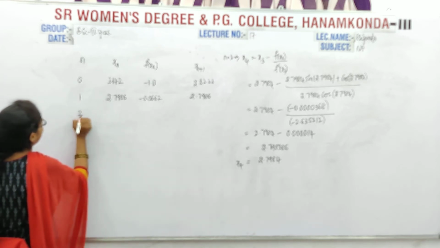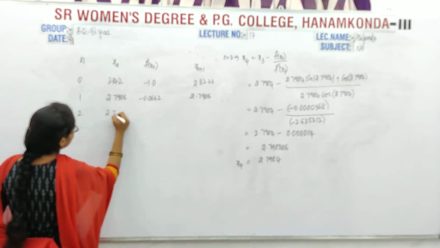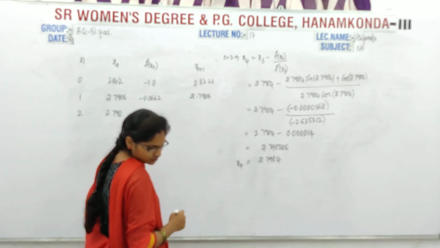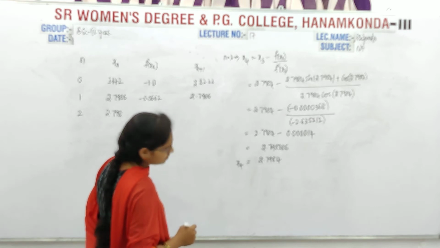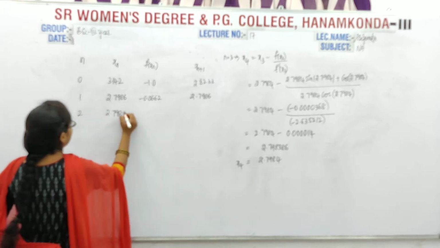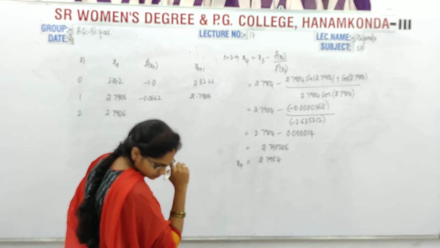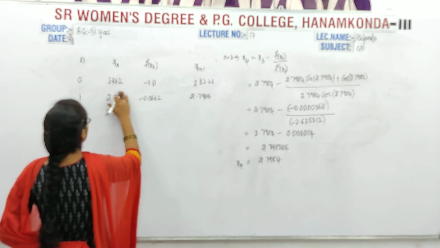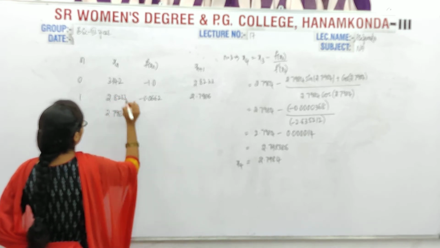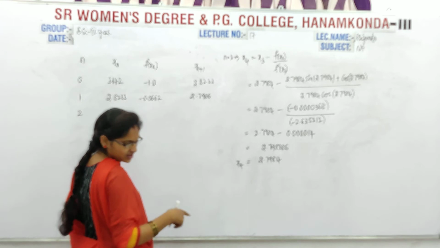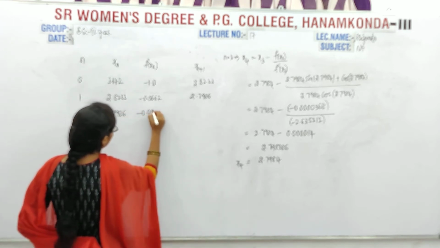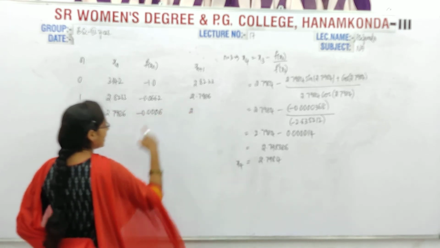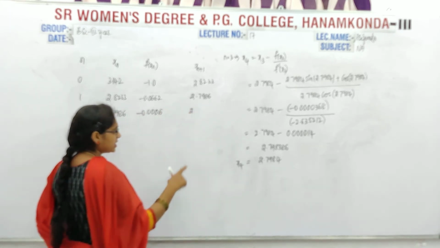Next, n equal to 2. x2 will be 2.7986. Sorry for this, it is 2.7986. And next, what is the function value? We have minus 0.0006 something. Of course, extra value. And again we got x3.